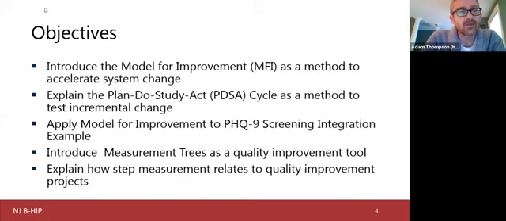When we look at the objectives for our program today, what we want to do is introduce the model for improvement as a method to accelerate system change. We want to explain how the plan, do, study, act cycle is a method to test this change, and then apply that model for improvement to the PHQ-9 screening integration example, so that you can see in the real world how this might work out in your site. Then we want to introduce a concept called measurement trees as a way to help drive your project and as a way to measure your PDSA cycles, and then explain how this step, measurement, relates back to your quality improvement project.